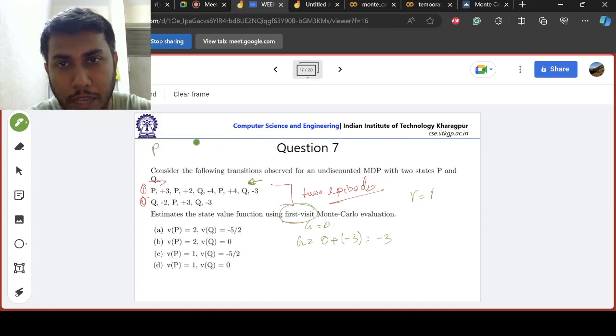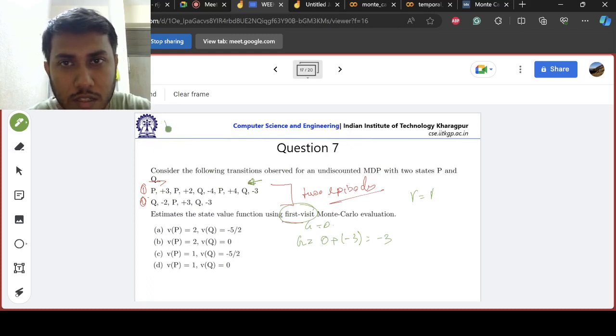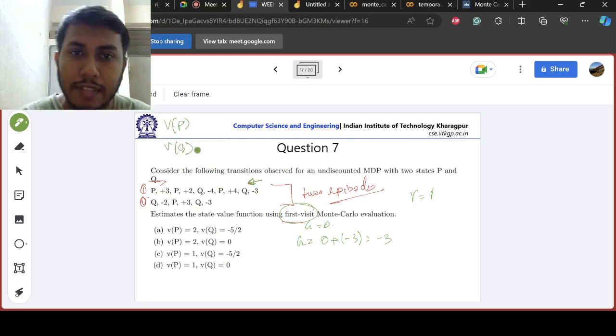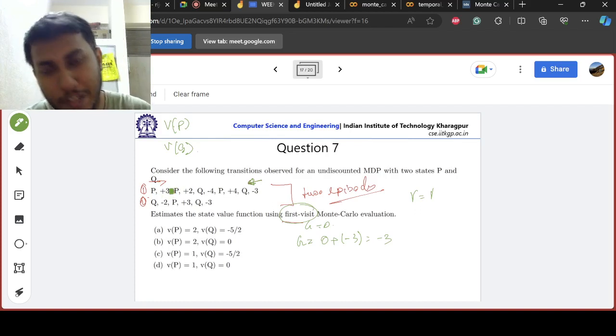Let's write P and Q here. VP and VQ. Let's, for the sake of it, write it here. VP and VQ. Okay, now we are not updating because only the last time we visit, we will update. First time this side, last time that side. Okay, so now let's come to here.